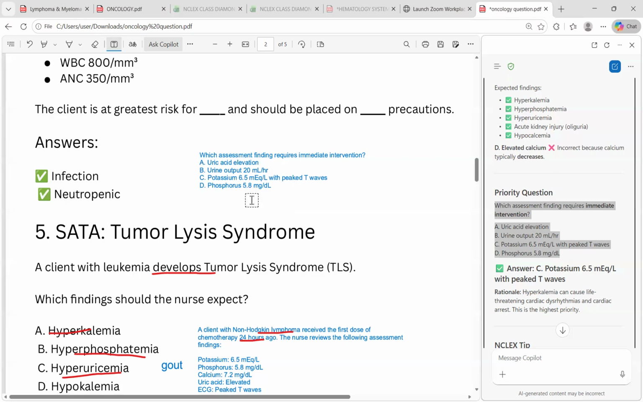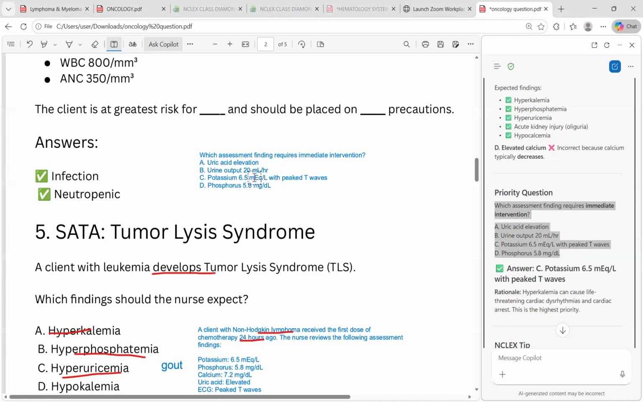So you can do this question also. Which assessment finding requires immediate intervention? Uric acid elevated, urine output 20 ml, potassium 6.5 mEq with peaked T wave, phosphate 5.8. I think I will select C, ma'am, because potassium will be high, meaning cardiac dysrhythmias, and the T wave also.